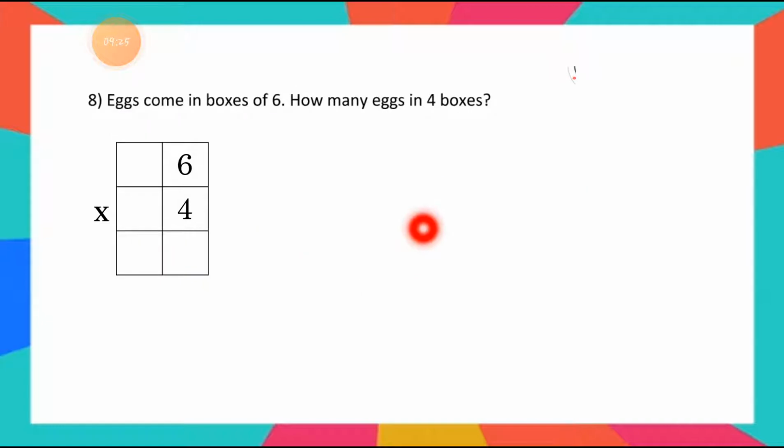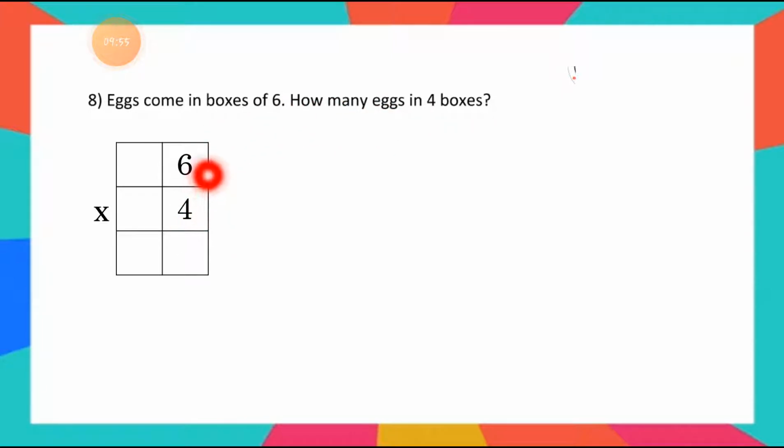Now the next example for you. Eggs come in a box of 6. It means there are 6 eggs in one box. So how many eggs will come in 4 boxes? Here is the question: there are 6 eggs in one box. So how many eggs in 4 boxes?